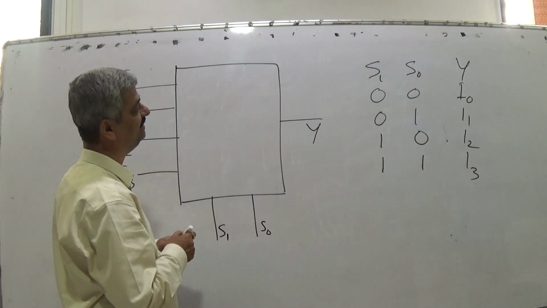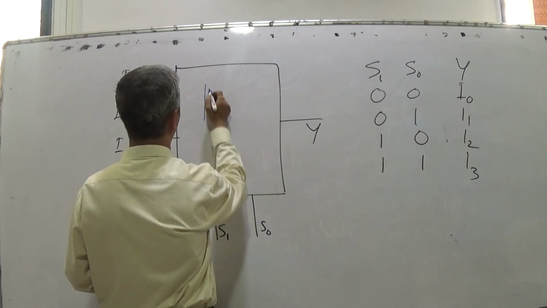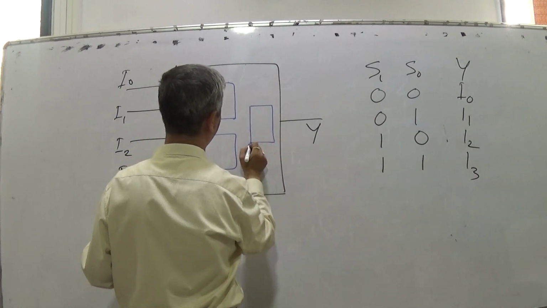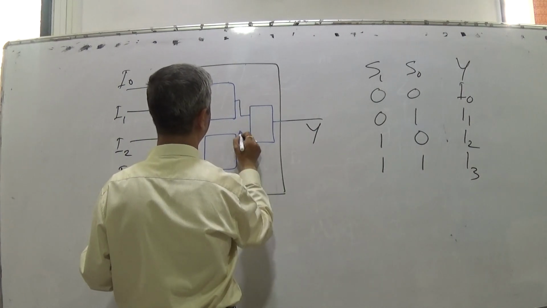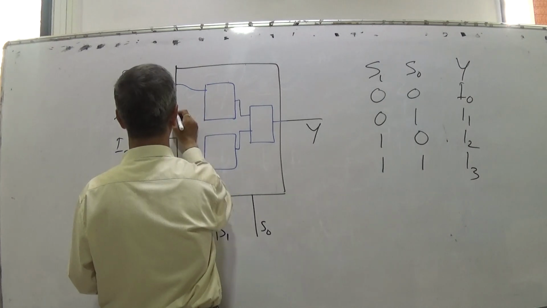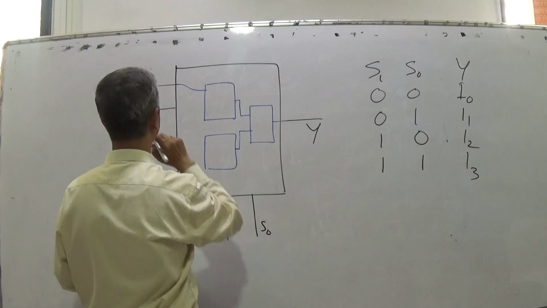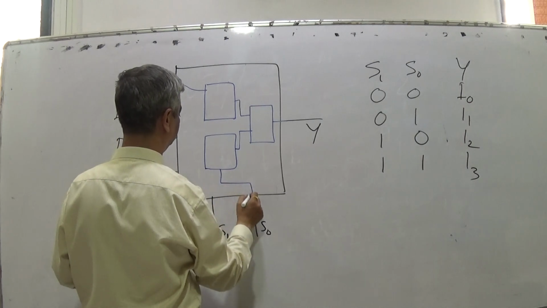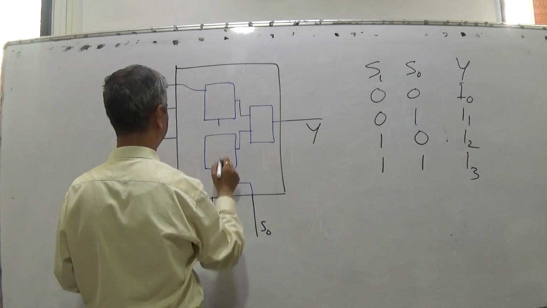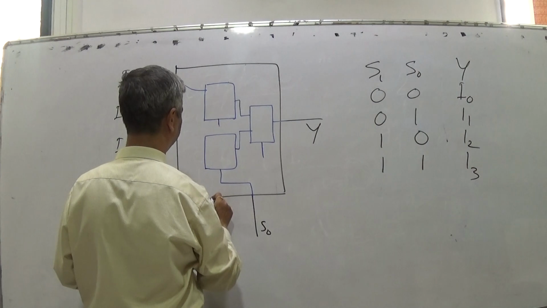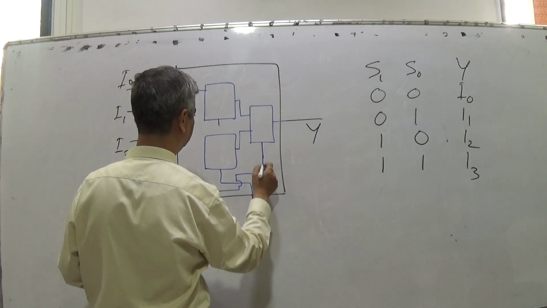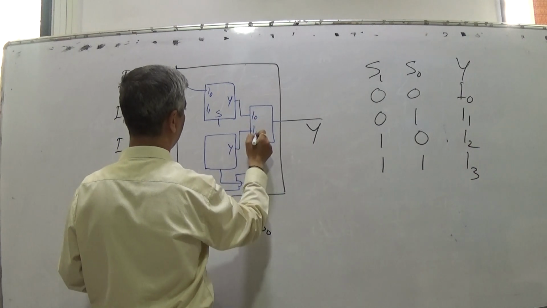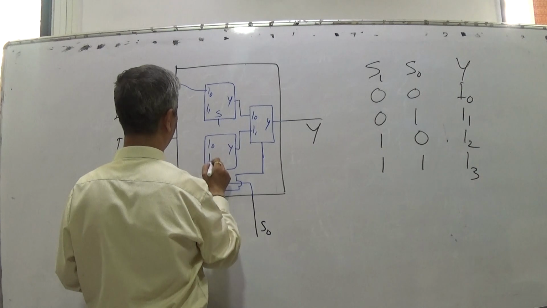Now what I will do, how can I design this? I will have one 2:1 multiplexer, another 2:1 multiplexer, and one more 2:1. Each of them has S, I0, I1. These are local names inside: I0, I1, Y.